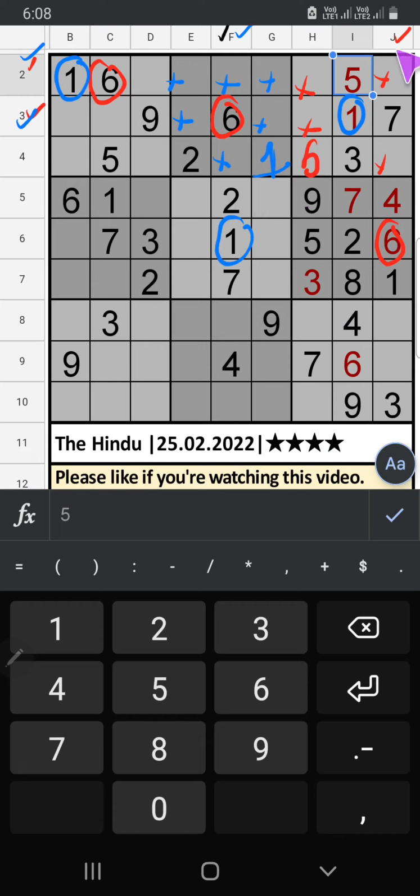Column F and column I we have pair numbers 4 and 7. 4 and 7 can't come in these cells, it will come in any one of the cells, we will confirm later. Fourth row, only 2 numbers are remaining, 8 and 9, it will come in any one of the cells, we will confirm later.